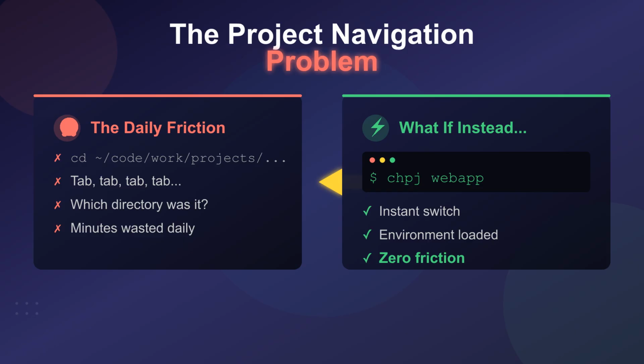Switching between projects is tedious. You remember the repo name, but not the full path. You type cd, tab complete through directories, and waste time navigating. What if your shell knew all your projects and could switch instantly with one short command?